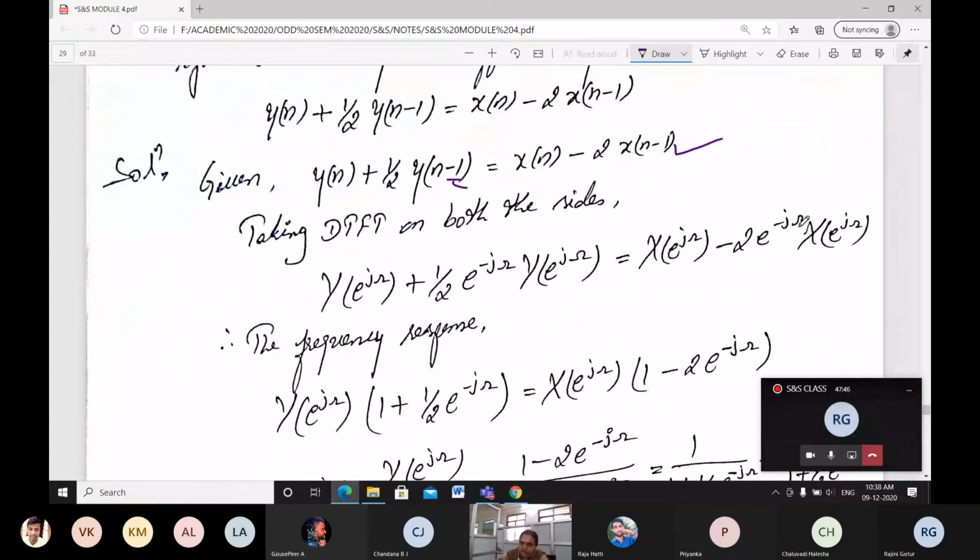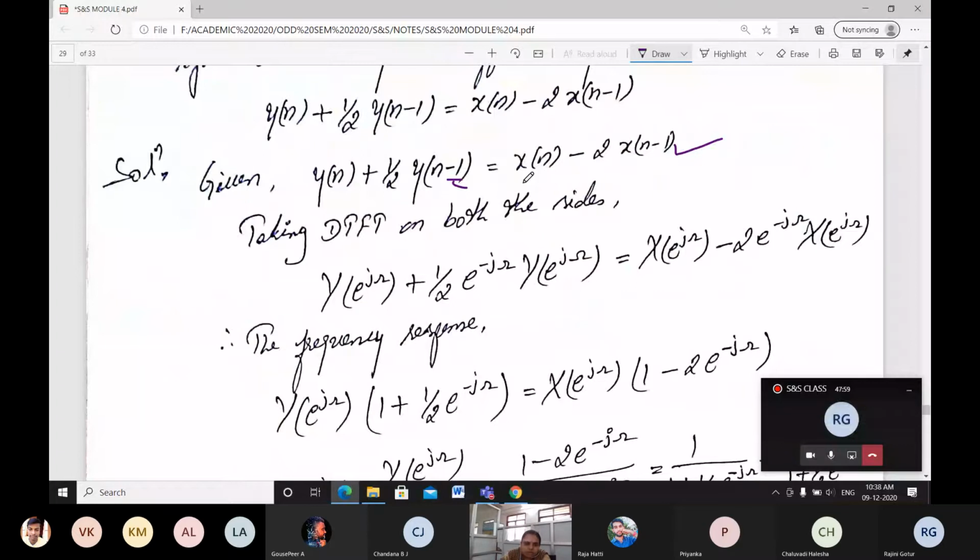In the same way, e raised to minus j omega means we write x of n minus 1, that is delta multiplied with delta of n minus 1. If you get that, go through it, or else just remember and write this equation. The frequency response: take Y of e raised to j omega common from this and X of e raised to j omega from this. You will get Y of e raised to j omega into 1 plus 1 by 2 e raised to minus j omega is equal to X of e raised to j omega into 1 minus 2 e raised to minus j omega.